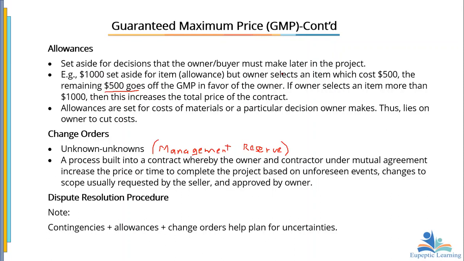So if you choose something that is around 1,200, then you'll be made aware that the allowance for this thing was 1,000. So if you are taking 1,200, then the excess of 200 is going to be part of the total price of the contract. So allowances are set for cost of materials or a particular decision that the owner will make. And therefore it lies on the owner in this particular case to cut down cost.